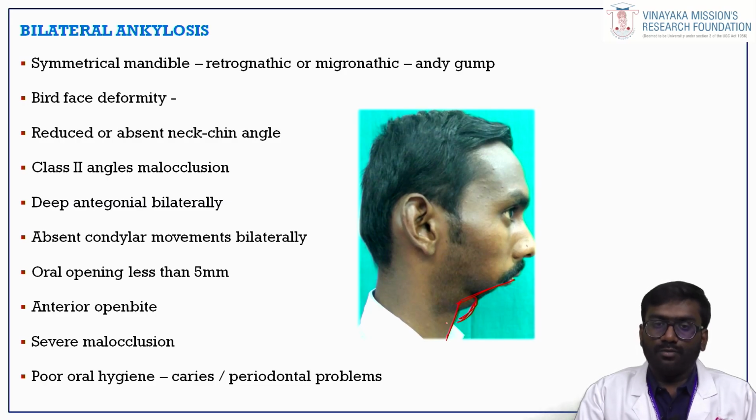Because of fusion, the posterior teeth get contact at first, as a result of which you have an anterior open bite, a severe malocclusion. The patient cannot open the mouth, cannot brush properly, and cannot eat properly, as a result of which you will have poor oral hygiene, which results in multiple carious teeth and periodontal problems.